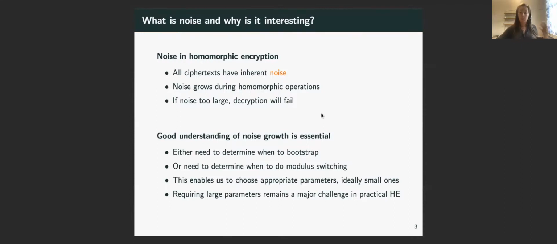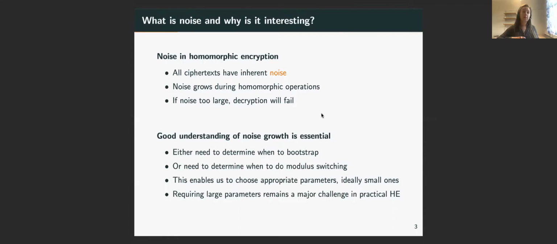Because you might think, well, we have this noise problem, why don't I just do a bootstrapping operation or a modular switch after every single operation? That would solve the noise problem, but it would introduce a really large computation overhead. And so because of this, a good understanding and a good modeling of the noise growth in a given scheme is very important to be able to select appropriate parameters as small as possible, yet that don't give us decryption failure.